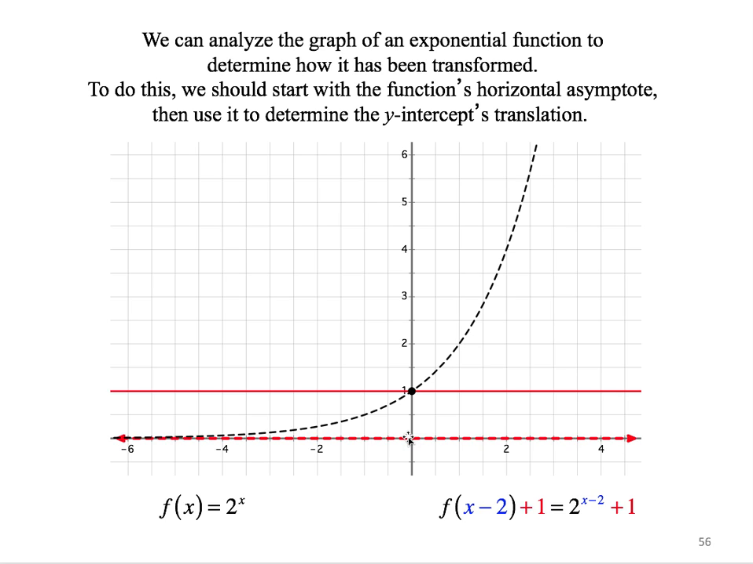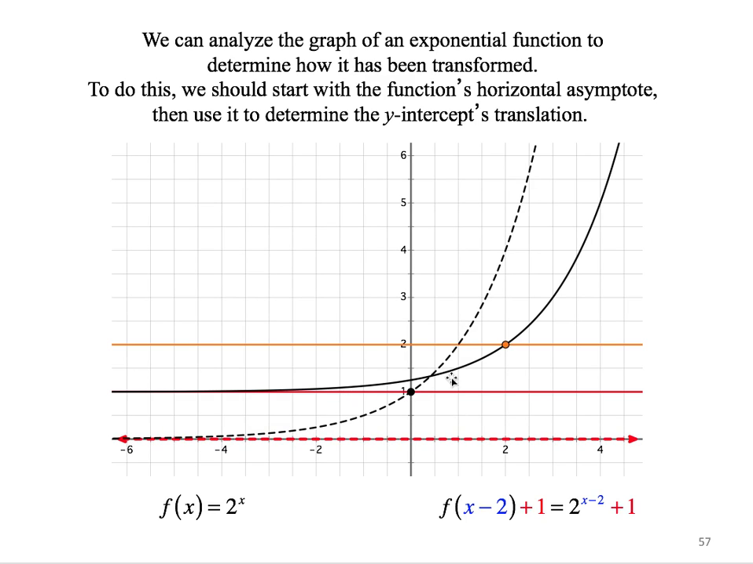Above the horizontal asymptote, we draw a line 1 unit above it. So parallel to the asymptote and 1 unit above that asymptote. And where the function crosses the y-axis is also going to be where that line intersects the y-axis. So that's our starting point. That is our y-intercept. We're going to examine that and see where it moved to.